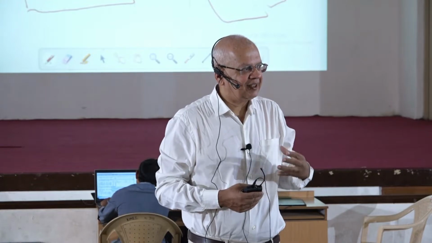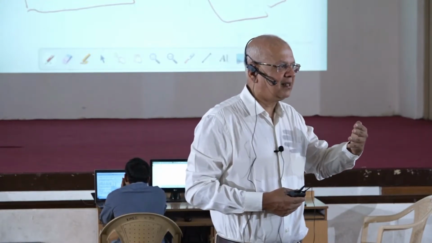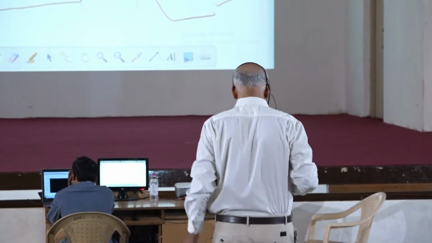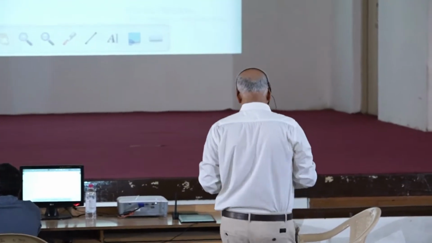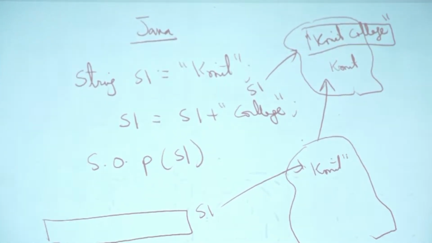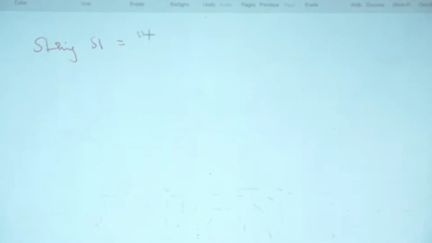The reason it causes a lot of problems is because the memory management becomes complex. Just imagine this. I think you have to learn to think this way. Imagine a piece of program which starts with string S1 is equal to KMIT. It starts with this. Then I do S1 is equal to S1 plus college.